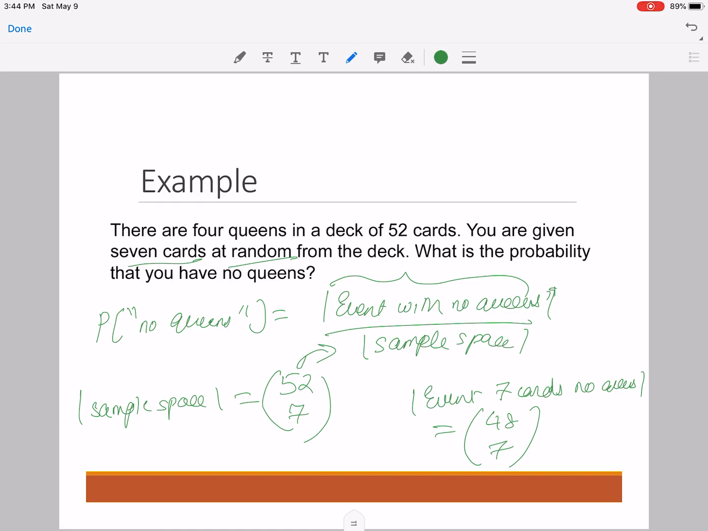So I have found the numerator term and the denominator term. So the probability of no queens will be 48 choose 7 over 52 choose 7. That's an example of how to apply counting methods to find probabilities of different events.